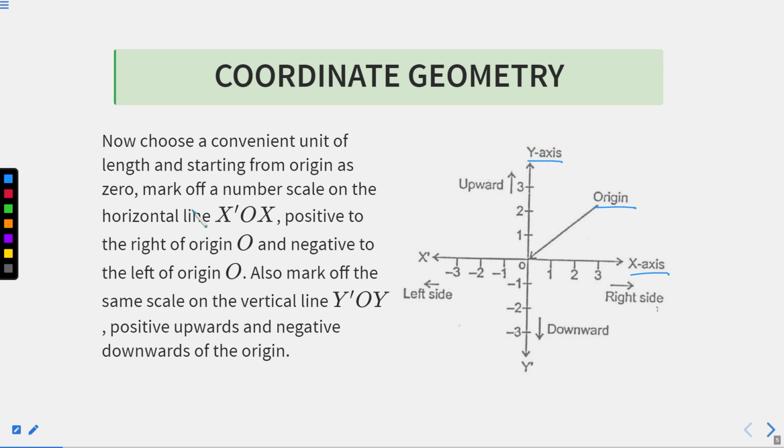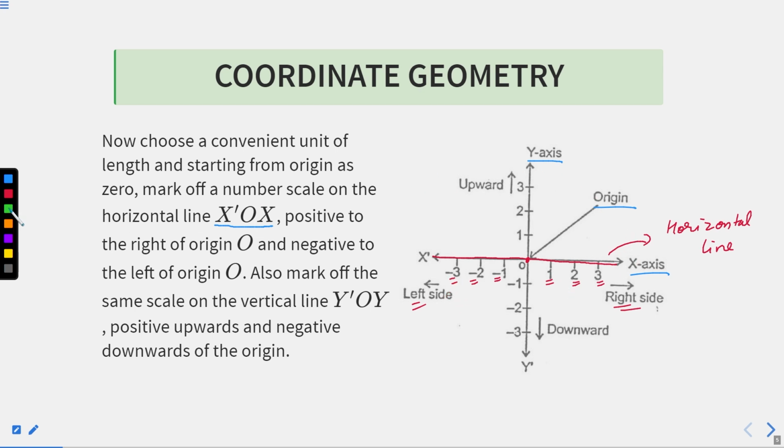Now, if you see the x'Ox, this horizontal line is broken down into two parts. If you see from the origin, the right side numbers are positive 1, 2, 3, and the left side numbers are negative -1, -2, -3.